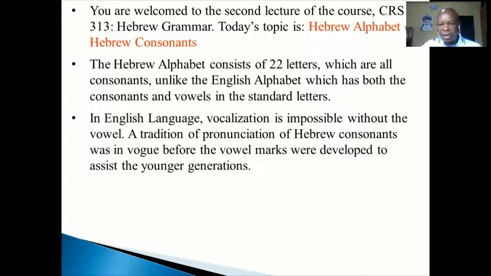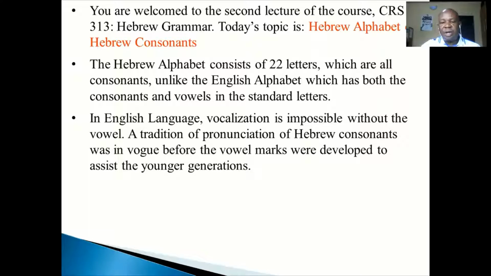In the English language, vocalization is impossible without the vowel. What I mean by that is, it is impossible to pronounce a word in English if there are no vowel signs. In Hebrew, what they have is only consonants. They don't have vowels in the alphabet. So all the things you see in the Hebrew alphabet, all of them are consonants. But the tradition of pronunciation came in place when particular scholars provided some signs or marks or points that were added to the consonants to help somebody who is not in that tradition to know how to pronounce it.